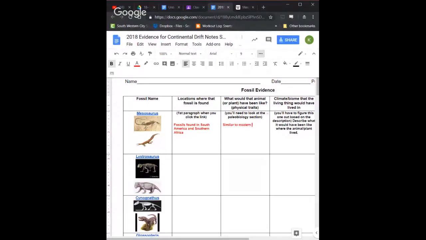Similar to modern, I don't know how to spell alligator, I'm sorry. Huh, that must be right. I'm going to put alligator / croc. Okay. Similar to the modern alligator or crocodile. Let's see. It was, I forget what it was, like 3 meters long. Long, flat head with sharp teeth, long tail, webbed feet. So it probably swam, right?